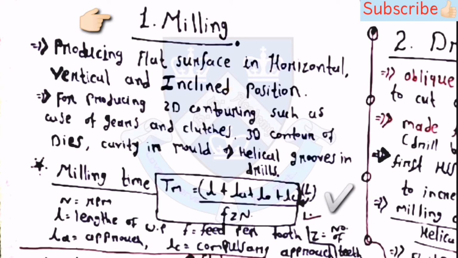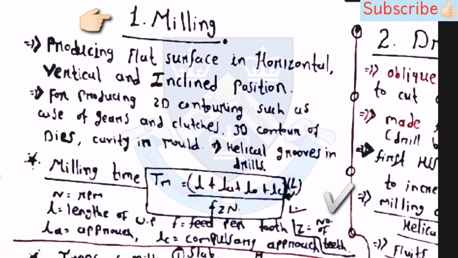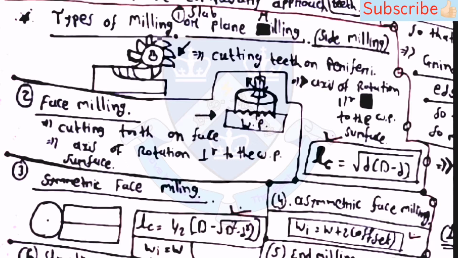Then the milling time Tm is equal to (L + La + L0 + Lc) upon (F into Z into N), where N is the RPM, L is the length of the workpiece, La is the approach, F is the feed, Lc is the compulsory approach and Z is the number of teeth. From this equation, many times in the GATE examination, questions were asked on plain milling or side milling.